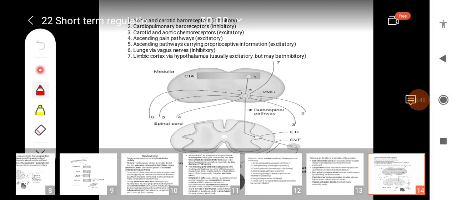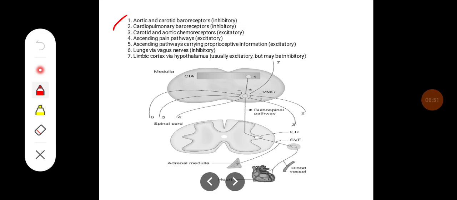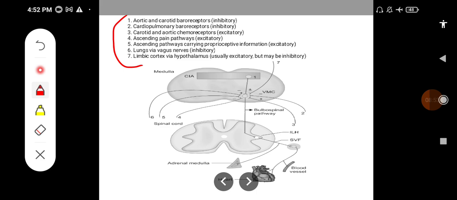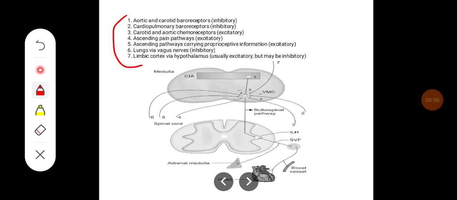Okay, these are some of the inputs to the vasomotor center as we discussed, and ultimately through the intermediolateral horn, it is going to affect the vessels, the heart, and the adrenal medulla to exert its sympathetic effects.